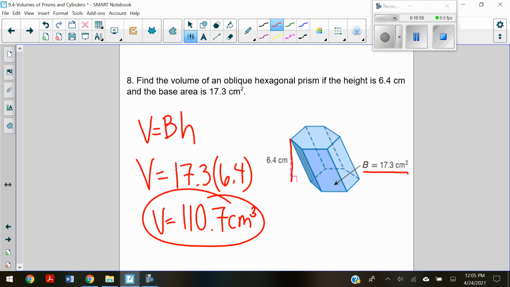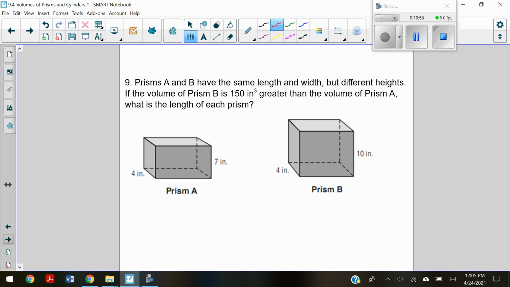Okay, so here we have this next problem, and it says prisms A and B have the same length and the same width, but different heights. If the volume of prism B is 150 inches cubed greater than the volume of prism A, what's the length of each prism? Okay, ooh, that sounds like a lot, doesn't it?